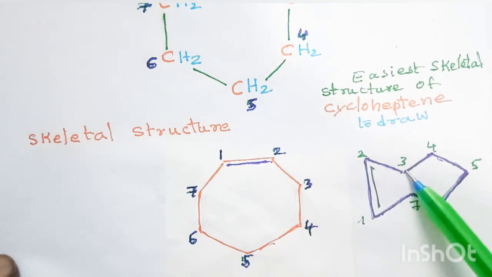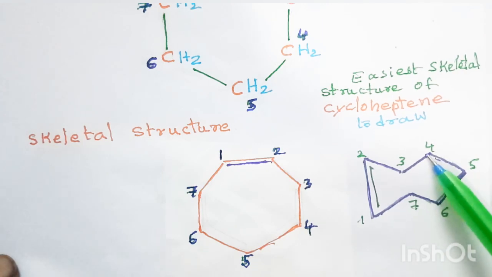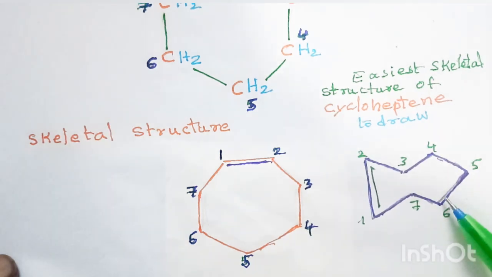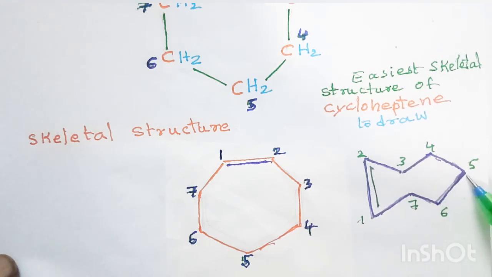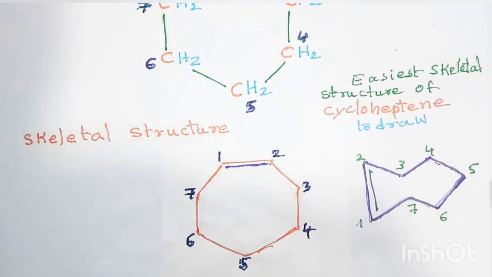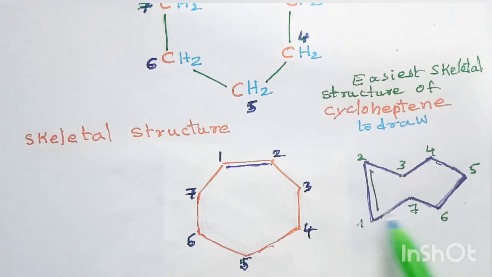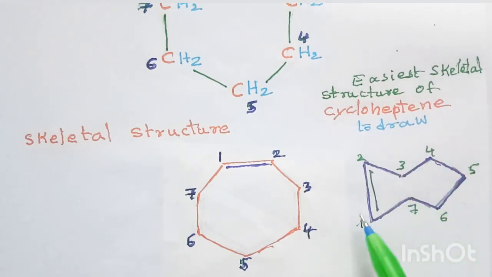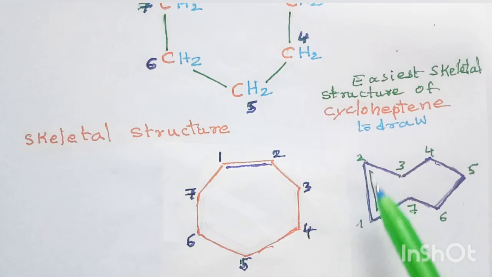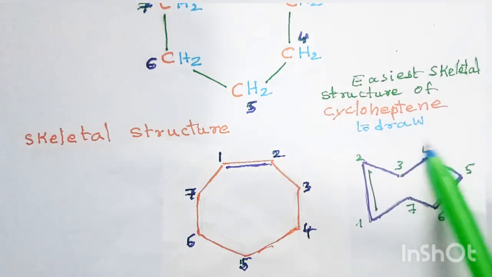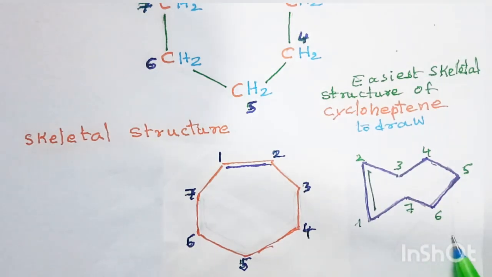From 3, you draw upward one line, straight line. From this 7th, you draw an upward line. Then you draw a downward line, sorry. Then from there, you draw an upward line, and from here you draw a downward line. Join them here. You get 7 carbon atoms, 7 corners. So each corner represents CH2, CH2, CH2, CH2, CH2. These two corners represent CH, CH because there is a double bond here. So this is the structure of cycloheptene, skeletal structure. This is easier to draw.